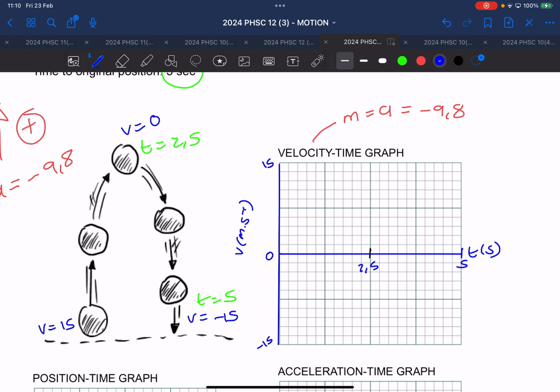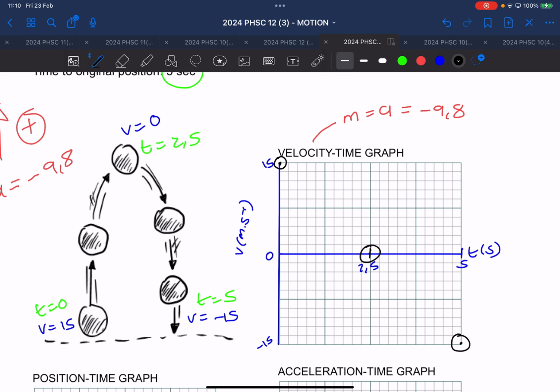Okay, now I'm going to plot my points. So the first point at time 0 was 15 meters per second. Then at time 2.5 it was 0 meters per second. And at time 5 it was negative 15.